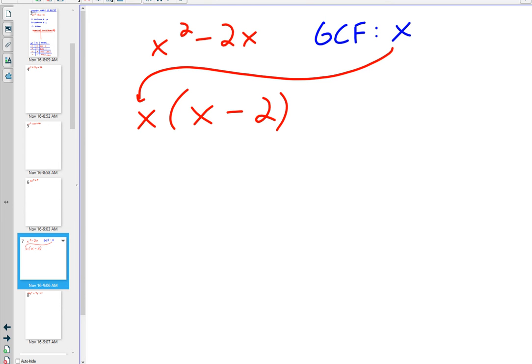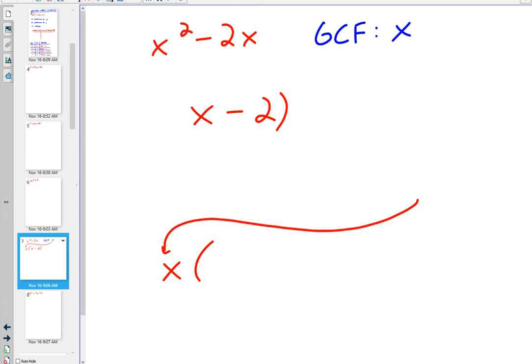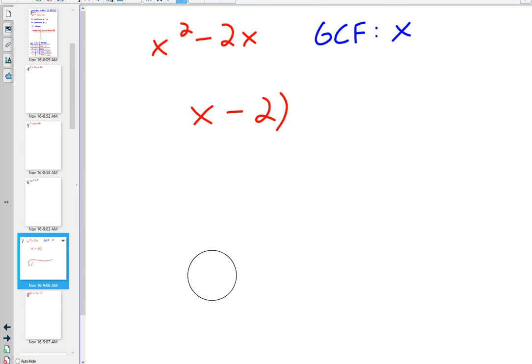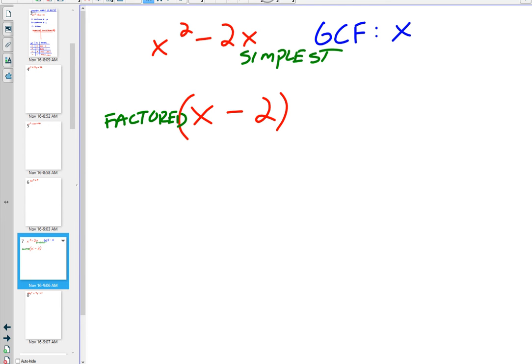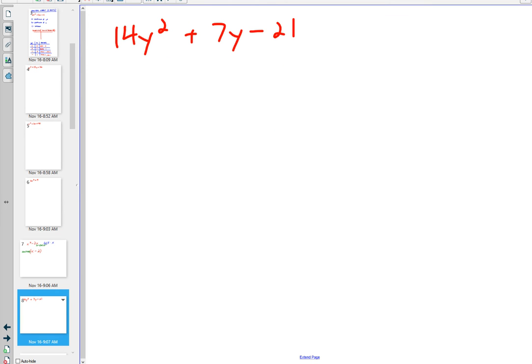Okay, so this is the exact same polynomial. It's just that up here, it was in simplest form, and then down here, this is in factored form. A polynomial is only prime when nothing works. Something did work. Here's another one.